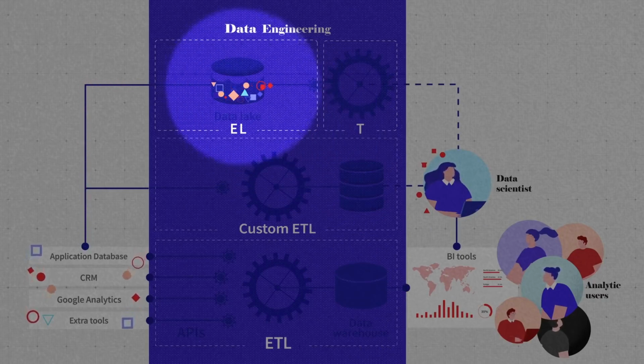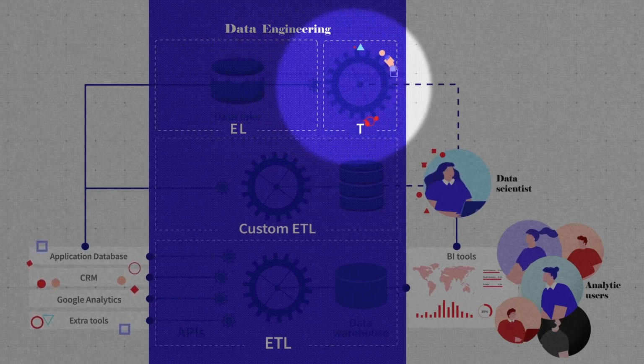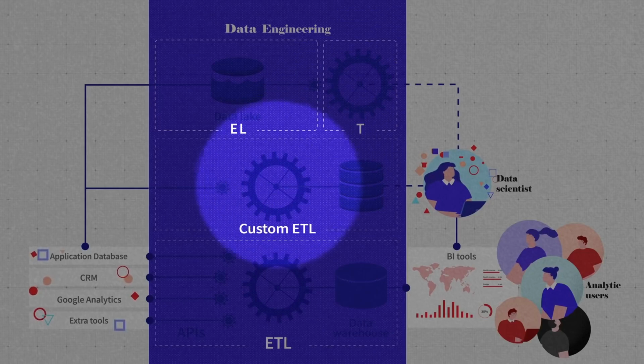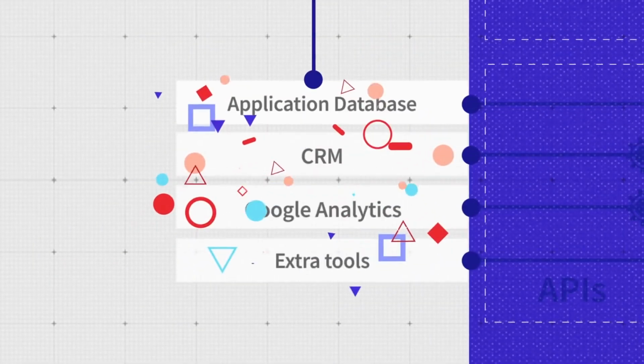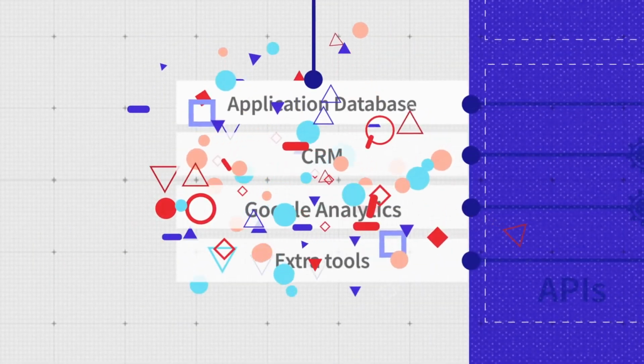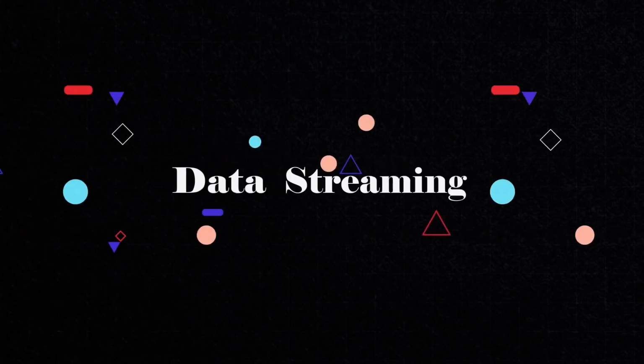Their pipeline would be called ELT because all transformations happen after data gets loaded into a storage. And there's some jungle of custom pipelines for ad hoc tasks. But why doesn't it work for big data that constantly streams into the system? Let's talk about data streaming.